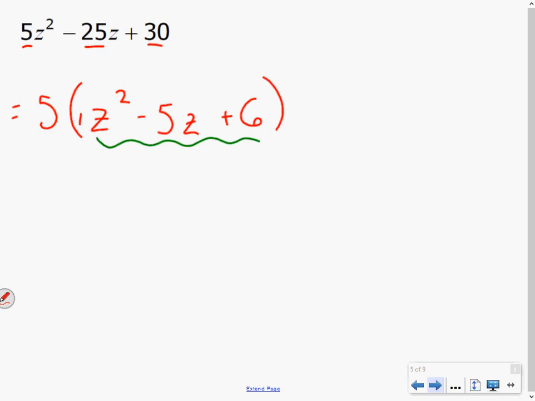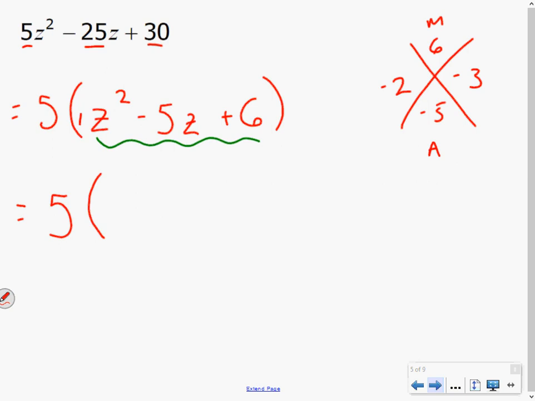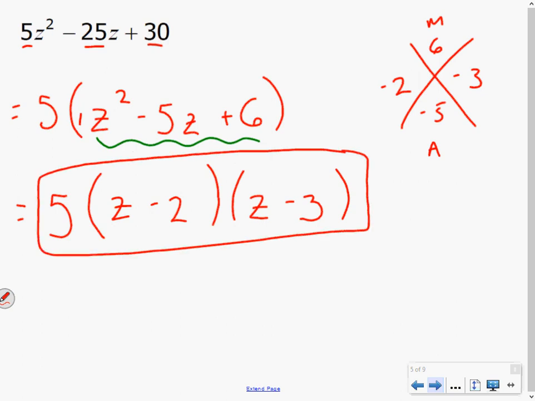I notice that there's now a 1 in front of the z squared. So I'm going to try to factor this like I did the previous trinomials. Find 2 numbers that multiply to 6 and add to negative 5. So my 2 numbers are going to be negative 2 and negative 3. And what you have to be careful about here is that GCF of 5 that we factored out is going to stay there, but what I have underlined in green is going to factor into z minus 2 times z minus 3. And this would be our complete factored form. You can't forget about the GCF you factored out at the beginning.